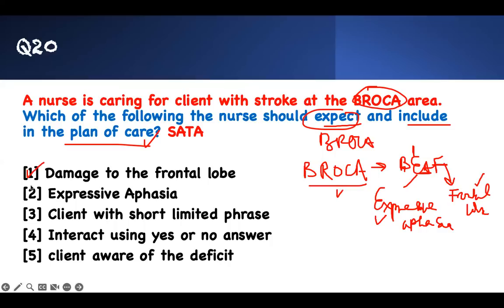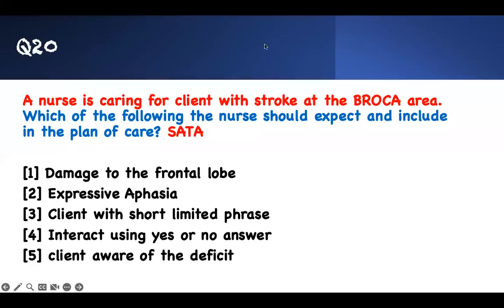What is expressive aphasia? This is a client with short, limited phrases, because they cannot express themselves, so they will use short words to engage you. Yes or no answer choices are all they can say, but their comprehension is intact and they know what is going on. So the keyword is B for Broca area. If you write it, you can answer any question related to this.